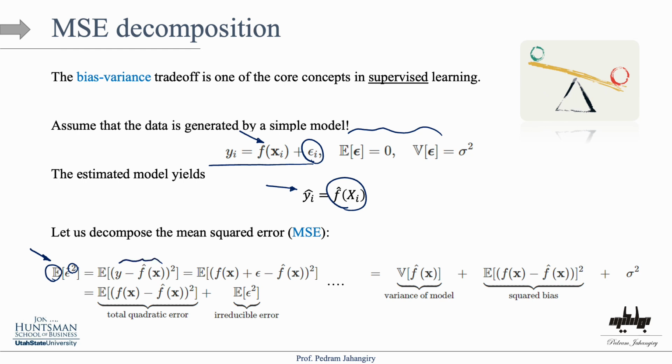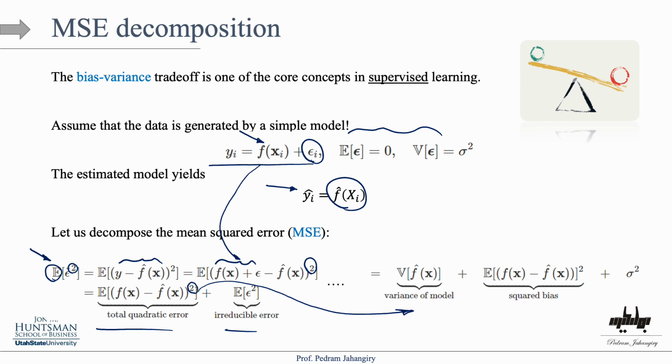Instead of y, we can replace f of x plus epsilon. So this is our y, and then we simply square it, okay? Then we can use the properties of expectation, and we already know that the expected value of epsilon is 0, so we can reduce this into two parts: the irreducible part and the total quadratic error. Then we can use some properties of conditional expectation and open up this squared version, and after doing some simplification, we get to these two equations, right?